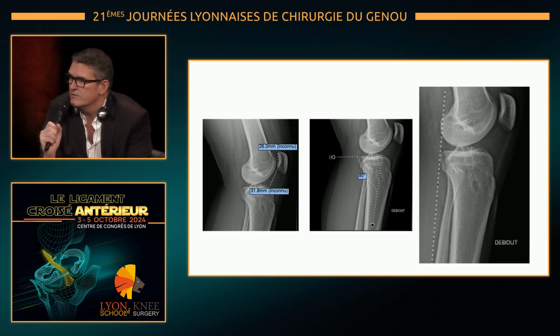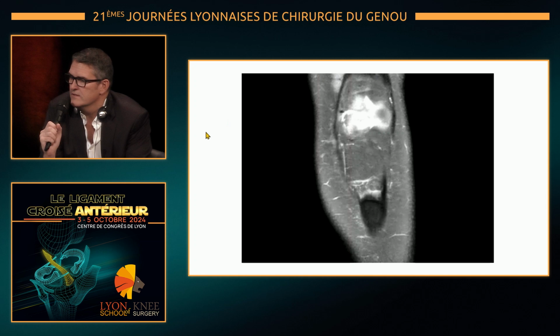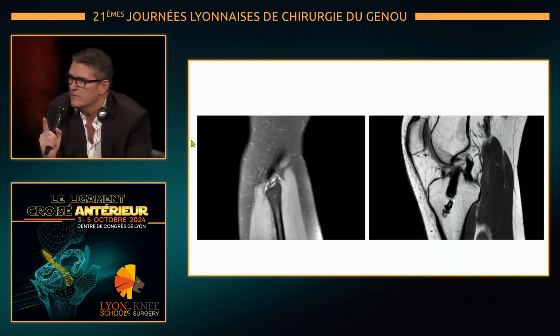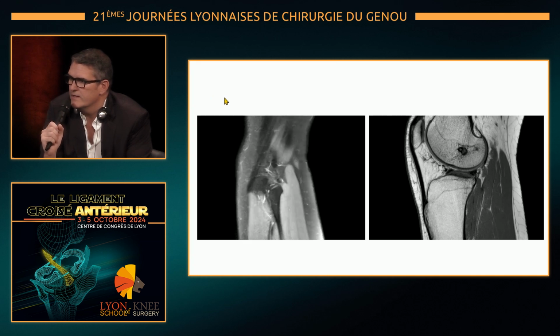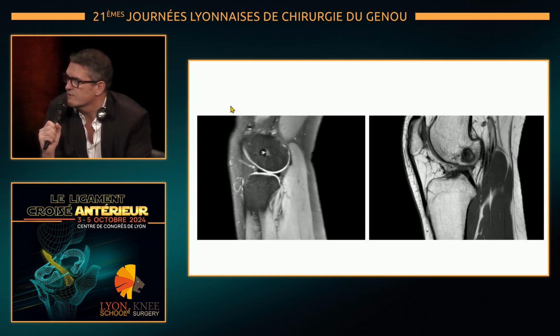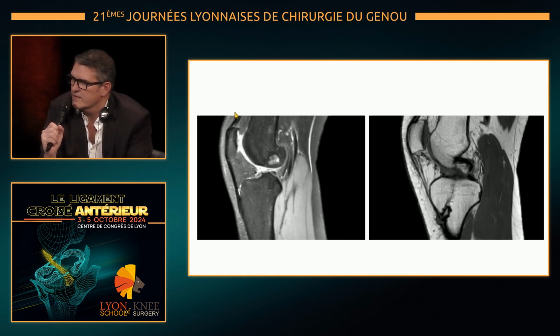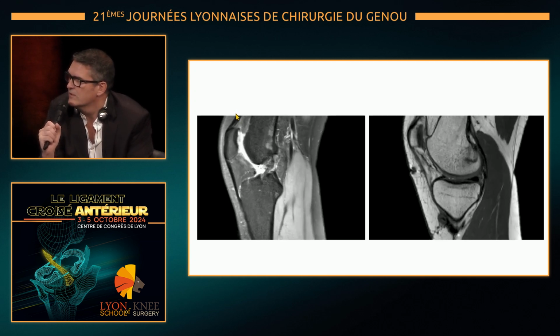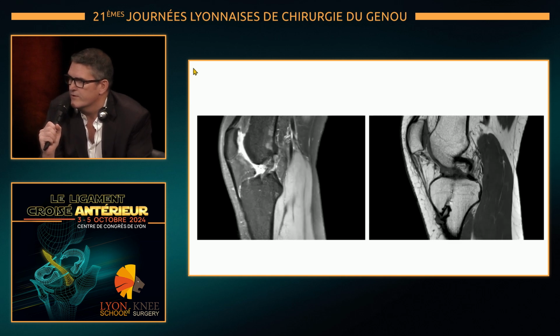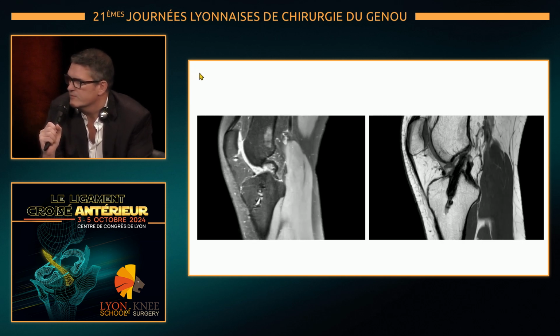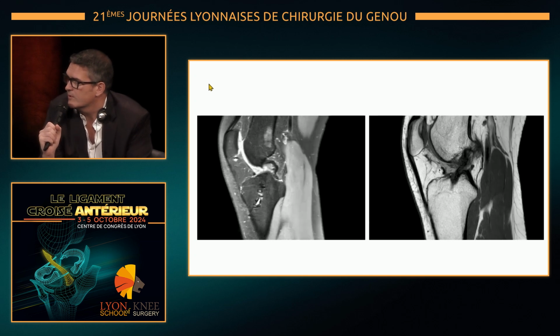So for me to do a primary tenodesis to address this problem, I'm not sure it's going to work in the long term. So I want to combine it with a revision ACL reconstruction, a reconstruction that's done well with a good graft, and I think that's the best way that I can control her. I'm putting her through an operation and a rehab. I basically want to look her in the eye and say I did the best possible operation for her.